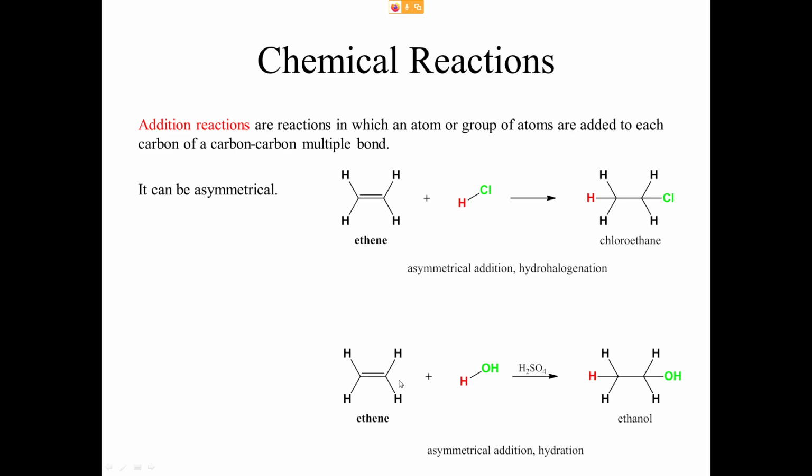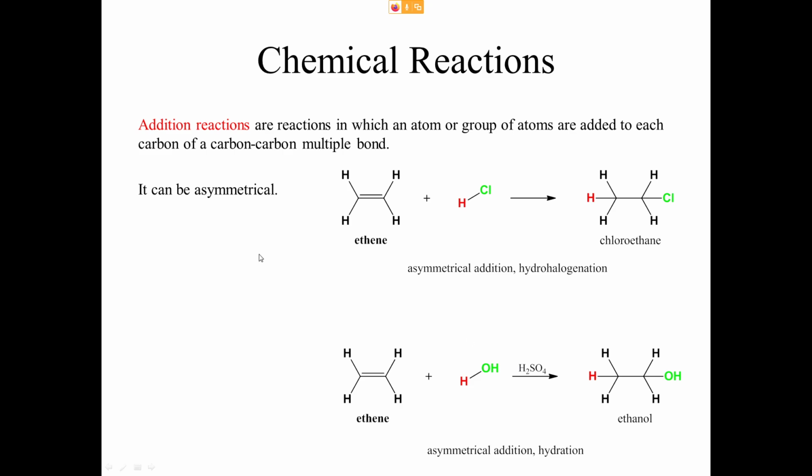At the bottom is another example, ethene, symmetrical again, and I'm adding water. Right? Water is an asymmetrical molecule. One side's going to get the H, one side's going to get the OH. Right? Which carbon gets which is sort of irrelevant because this one's still symmetrical. But this is termed hydration because I'm adding water. Right? In this case, again, I'm going to have to add some sort of catalyst to get it started, and I use sulfuric acid. Okay?